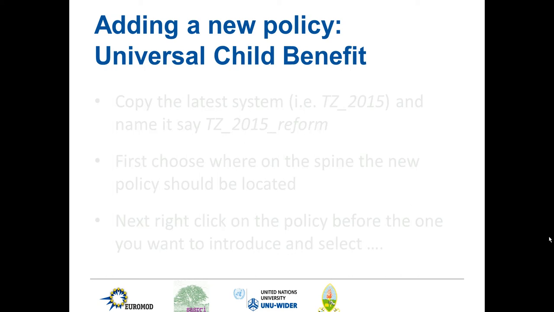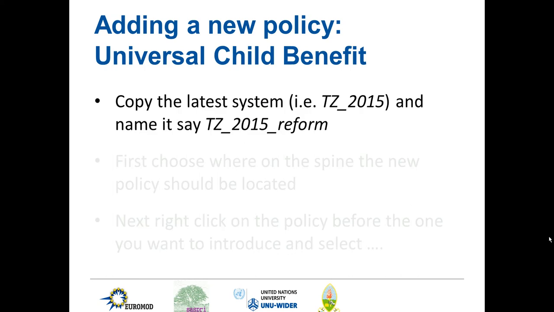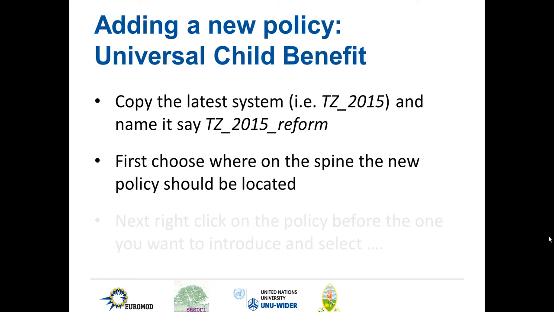Now, we're going to do something more radical now, is that we're going to add a new policy. And we're going to make it a fairly straightforward policy, and it's going to be a universal child benefit. So again, we copy the latest system and name it the reform, which clearly we've already done actually in the model that we're working with. And then you have to choose where on the spine the new policy should be located. Remember, I said when we talked about spines, that the spine lists the different policies within a system in the order in which they need to be executed.